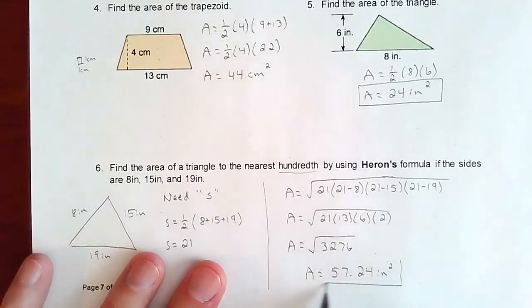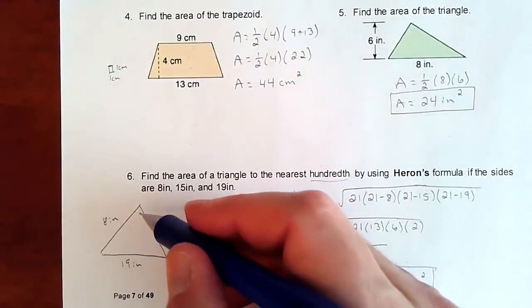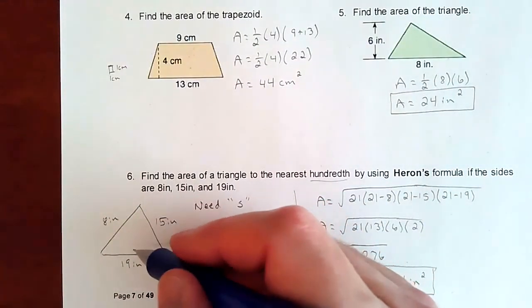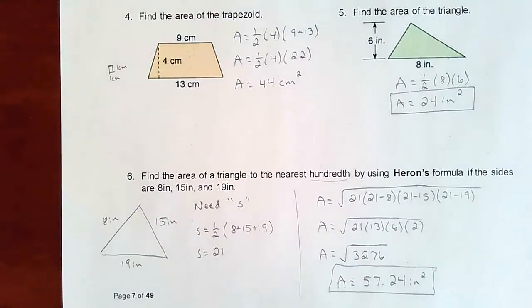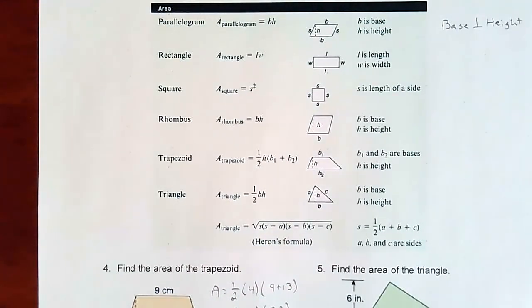Now that may seem like there are a lot of steps involved, but having to drop a height down and then use some trigonometry is the only other thing we'd be able to use to figure it out. This ends up being a lot nicer and quicker way of figuring out our area. All right, so we have our formulas for any other kind of shape that comes our way, and we were finding areas of different polygons.